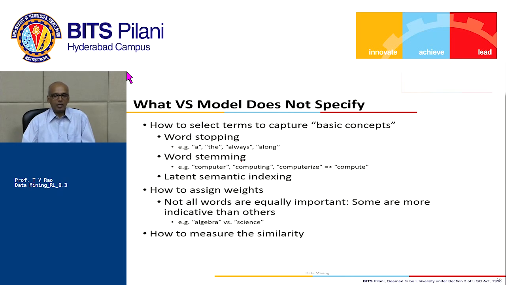In the vector space model, we need to take care of word stopping, and we also need to work out word stemming, because the model does not specify how to handle stop words or stemming. Also it does not specify how to assign the weights. For example, some words are more important than others. How are you going to assign the weights?